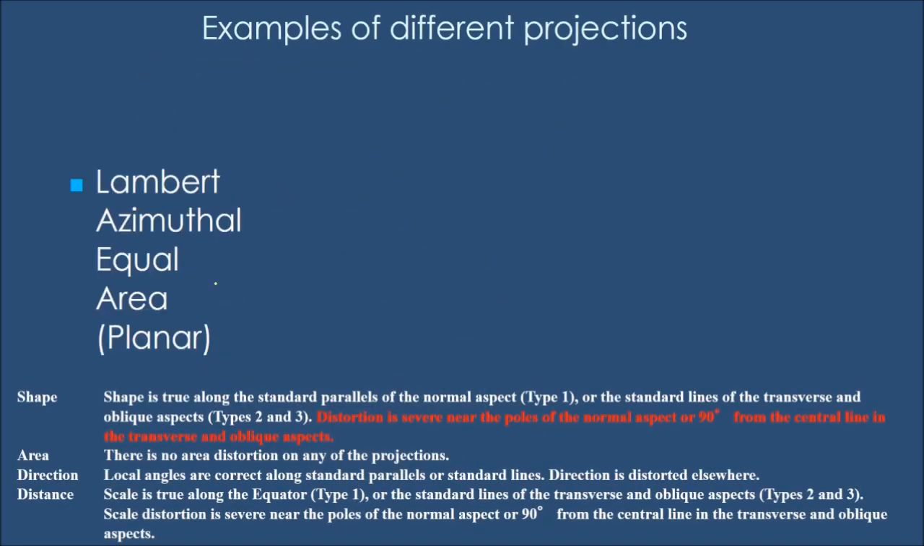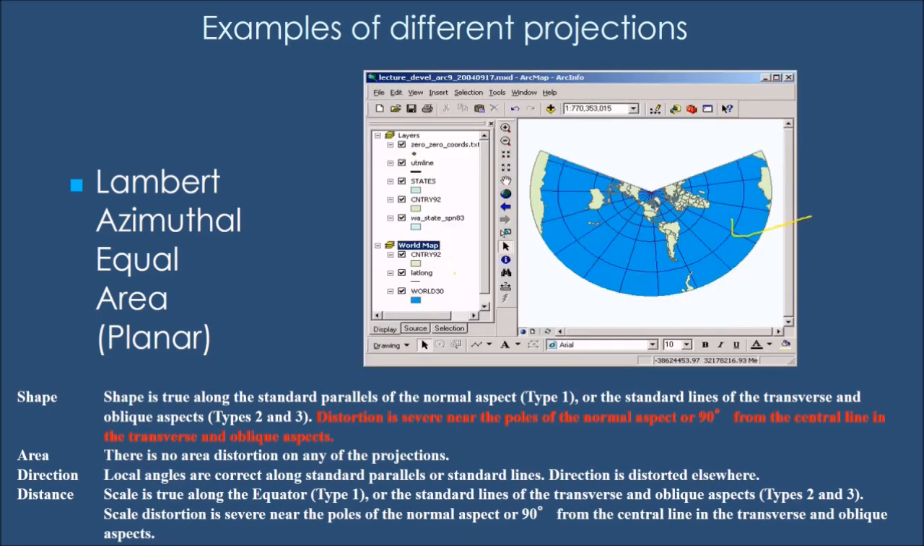Then we have Lambert azimuthal equal area, which is the planar one, like this. The shape is true along the standard parallels of the normal aspect, or the standard lines of the transverse and oblique aspects. The distortion is severe near the pole of the normal aspect, or 90 degrees from the center line in the transverse and oblique aspects. There is no area distortion on any of the projections. Also, for direction, the local angles are correct along standard parallels or standard lines. The direction is distorted elsewhere.